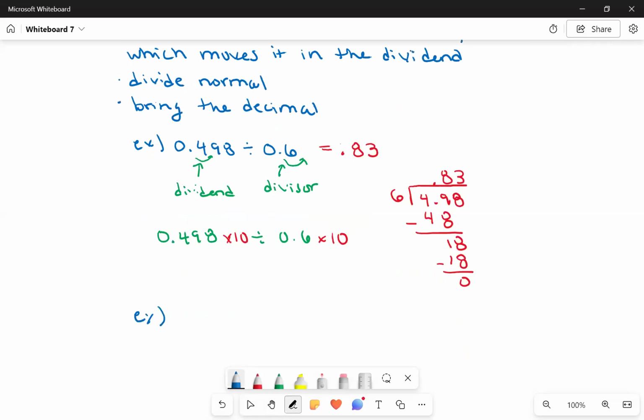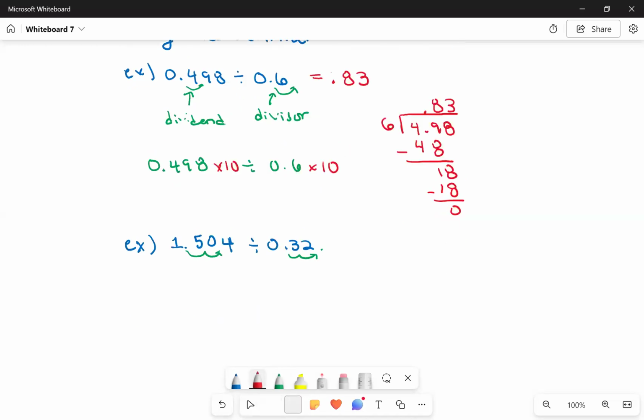Okay, here, let's just do one more so that we feel good about that. Let's try 1.504 divided by 0.32. Okay, so I need to move the decimal twice in the divisor this time. So I'm going to move it twice in the dividend. So I'm going to divide 32 into 150.4.